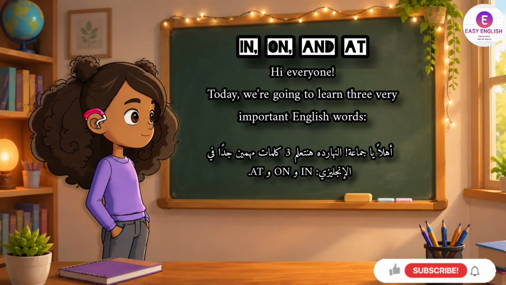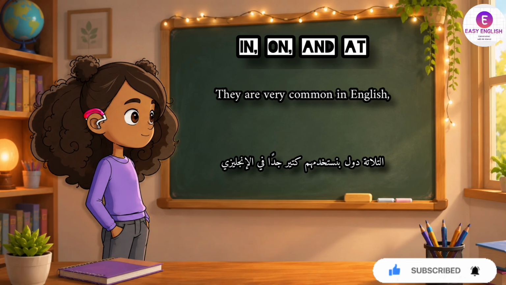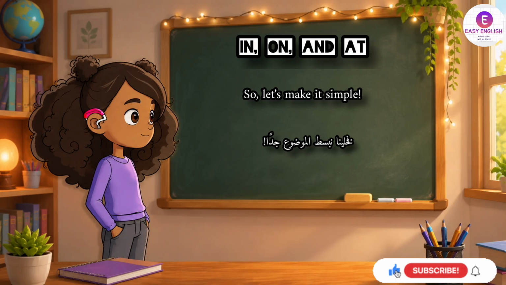Hi everyone. Today we're going to learn three very important English words. In, on, and at. These three words are called prepositions. They are very common in English, but many English learners get confused about when to use them. So let's make it simple.